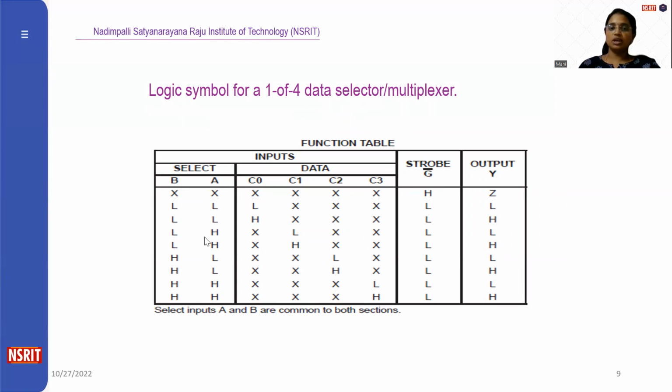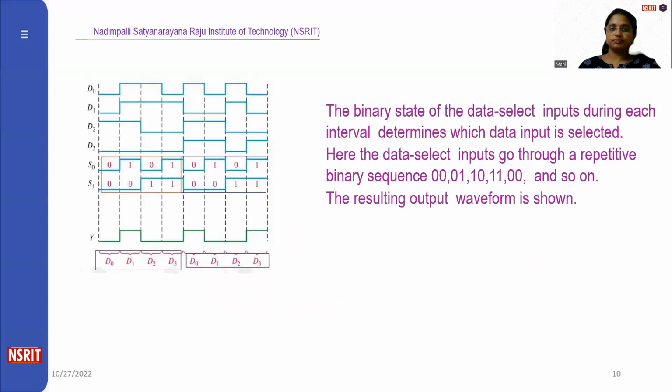If the two inputs are low, high, it will select C1. Here C1 is low, so the output is low. Here C1 is high, so the output is high. Like this, the function table demonstrates the 4 cross 1 multiplexer. Similarly, this function table also demonstrates the function of a multiplexer.